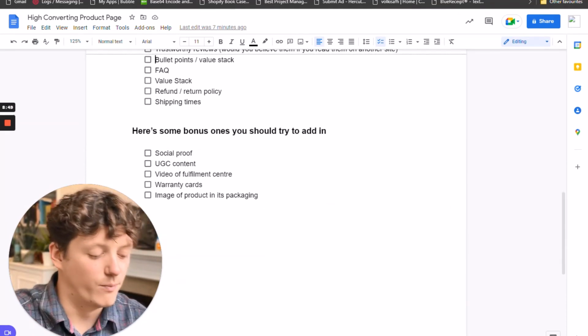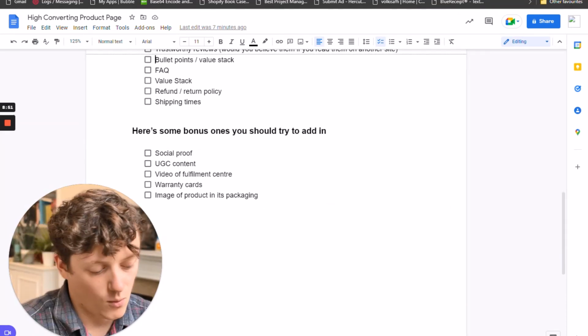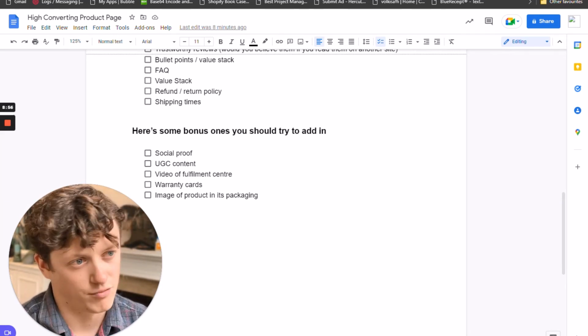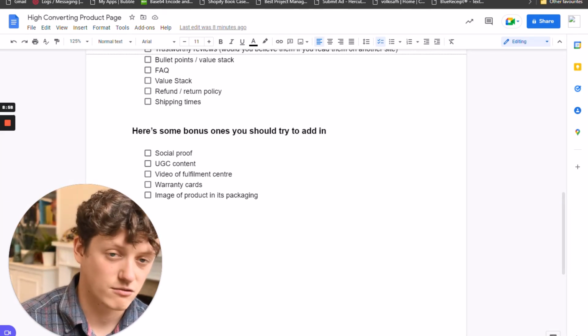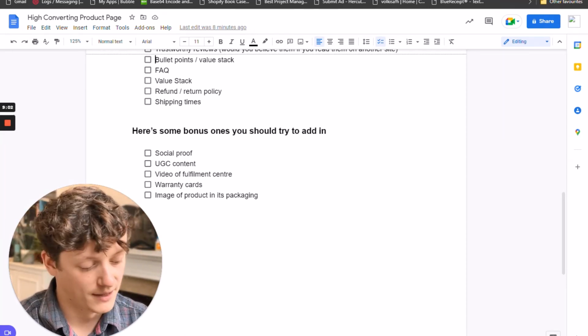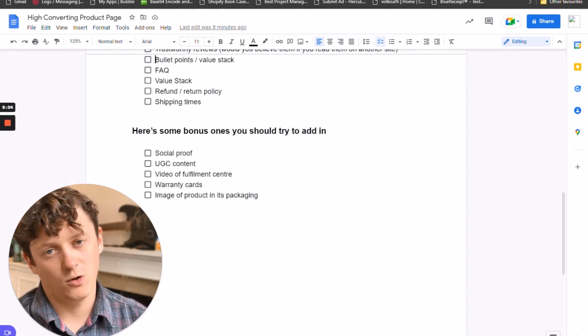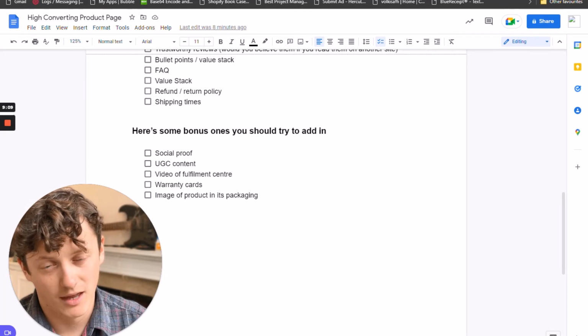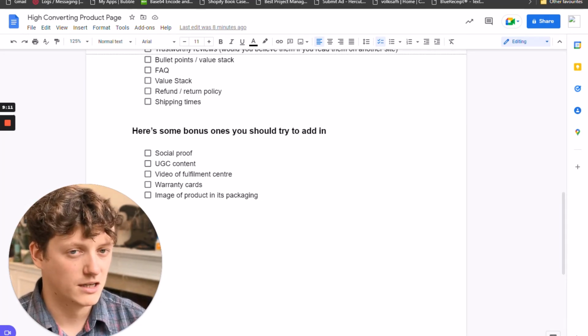So what are some bonus things that you can add to your website? Well, I always recommend social proof. If you have an influencer who has promoted your product on Twitter or Instagram, screenshot their post and put it on your website because it really does help. Again, UGC content. People who are holding or using your product, it's great to have that on your website because it really shows the customer that A, people have actually received the product, but B, what it looks like in the real world.